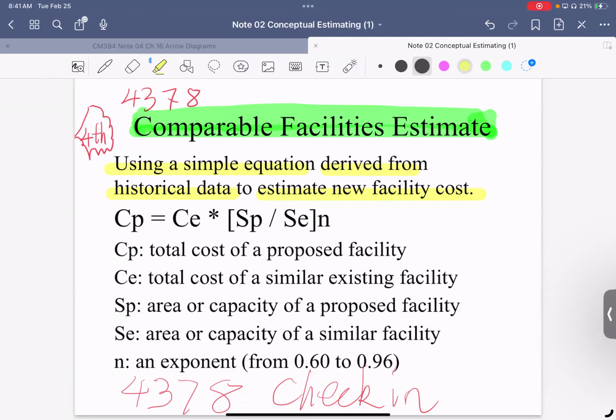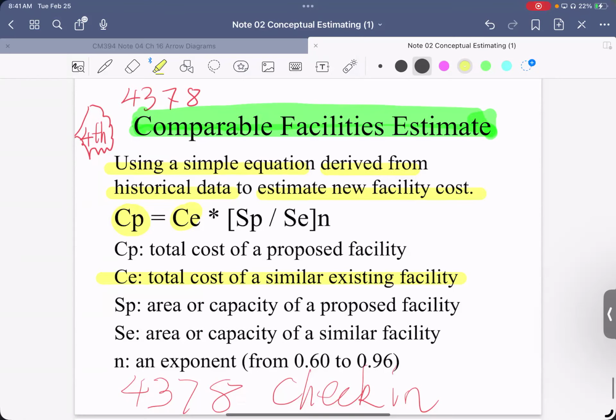We have CP, which is the total cost of a proposed facility. You have a project you're going to propose, so CP is the proposed one. Then you have the cost for the similar existing facility, which is CE. Then you have the capacity or the size of your proposed facility. We call this SP, the size or capacity of a proposed project.